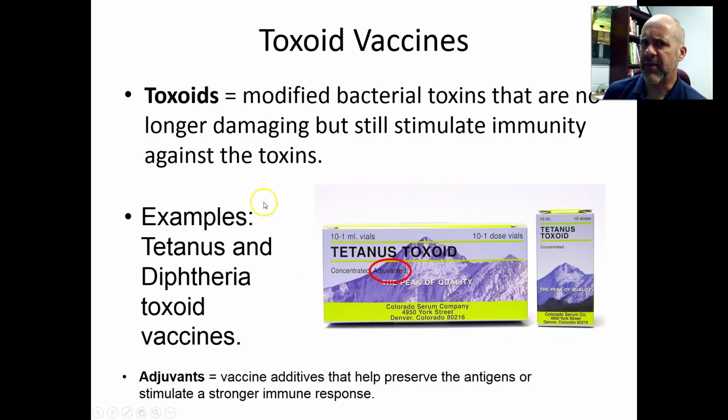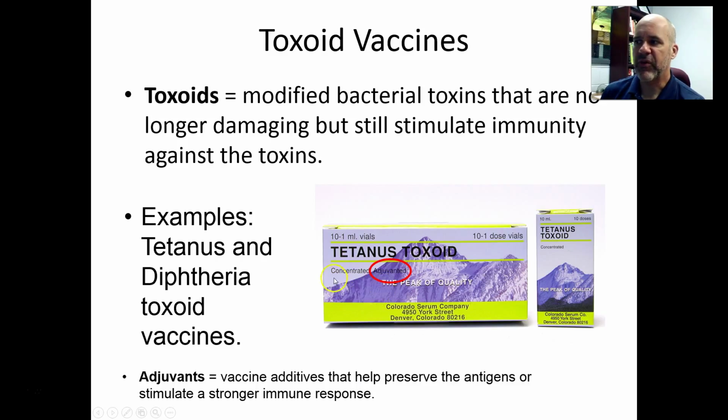You actually get vaccinated when you get your DTaP shot. That's diphtheria and tetanus and pertussis. So you're receiving these toxoid vaccinations in combination for both tetanus and diphtheria, along with your vaccination against pertussis, which causes whooping cough. This is a box of tetanus toxoid.